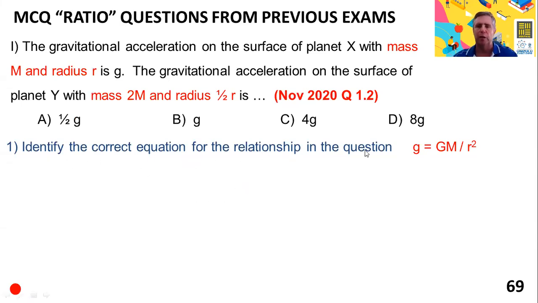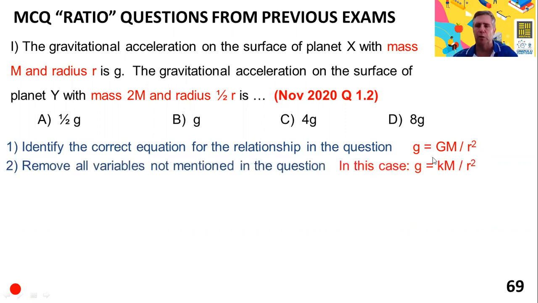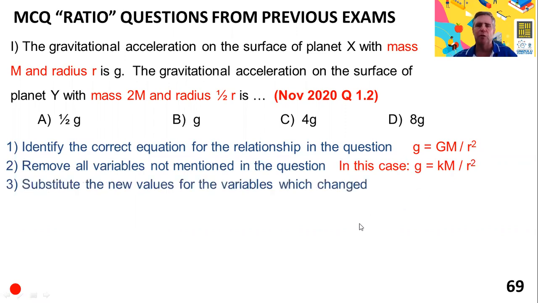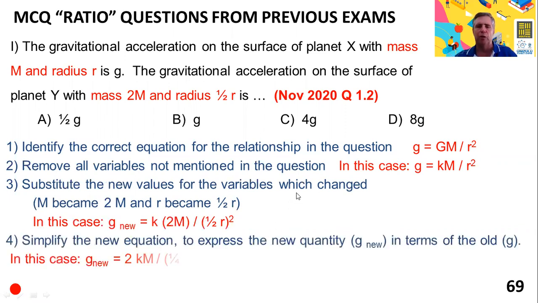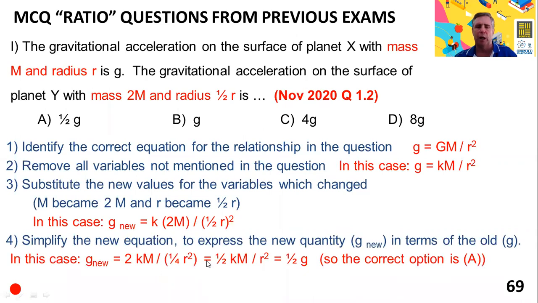Number 1, identify the correct equation. Just like the last one, g equals GM over r squared. Number 2, remove all variables. Well, it's just G, which we're going to replace by a k, although we don't really need to. Number 3, substitute new values for the variables which change. So m became 2m and r became half r. Put those in brackets. Simplify the new equation, and when you work it all out, you end up getting half kM over r squared. That was our original equation for g, so therefore it's half g, and the correct answer is A.